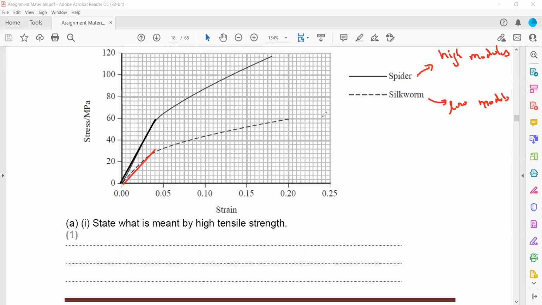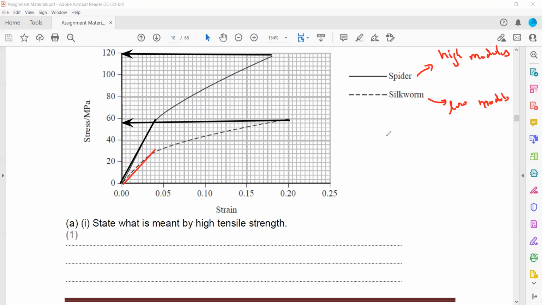That is one thing. Then the second, you can clearly see for a spider there is a high tensile strength. It means a greater amount of force is needed, or greater stress is there, at which it breaks. But for a silkworm, the web can break at a lower stress, approximately half of it.